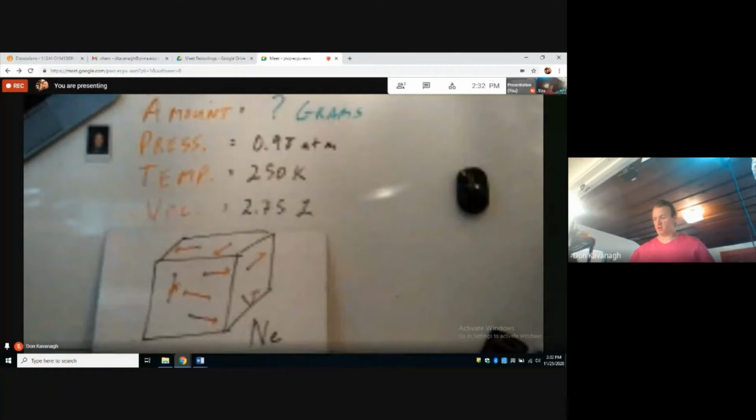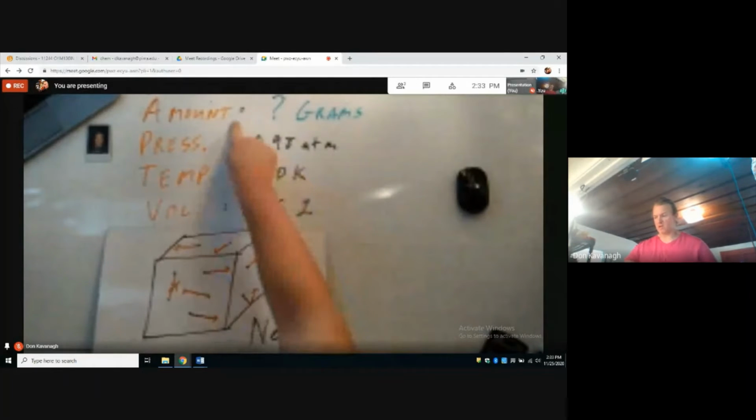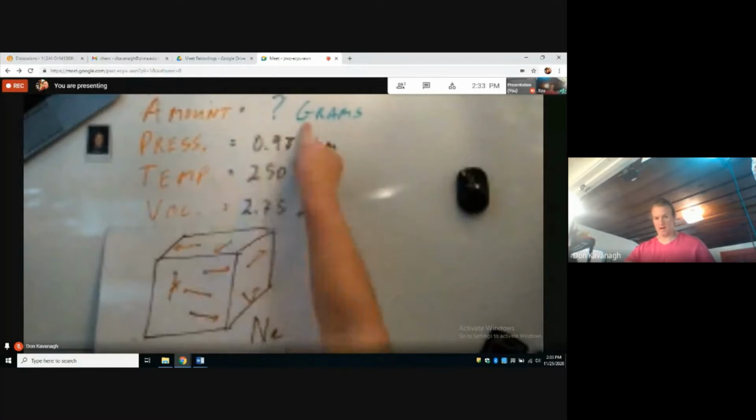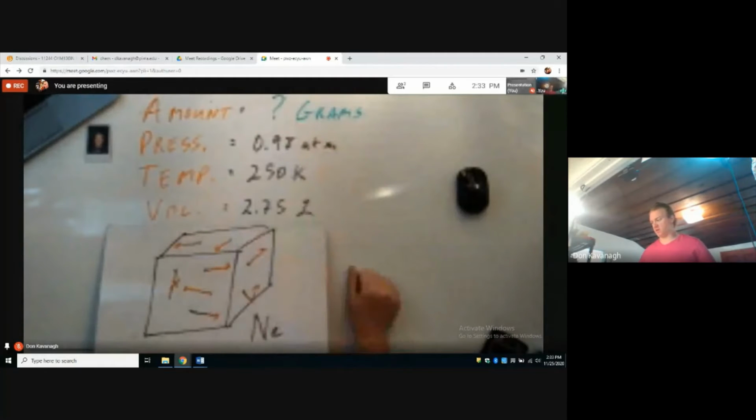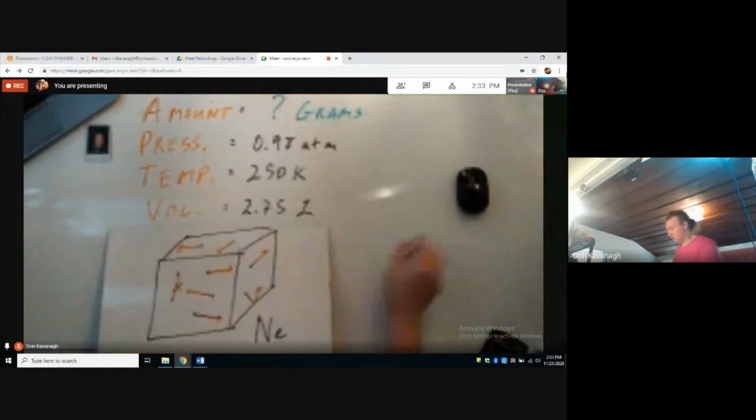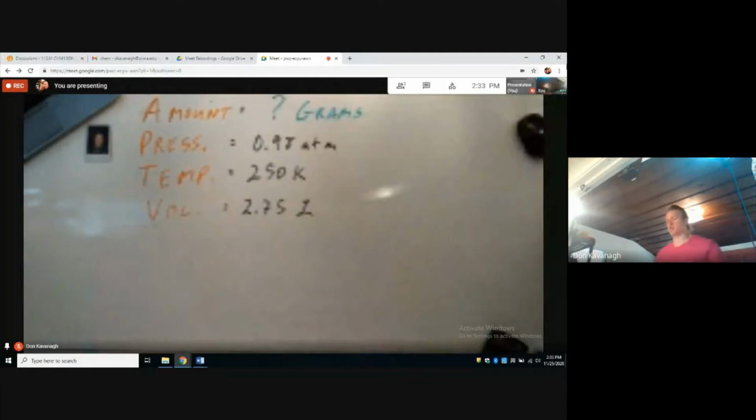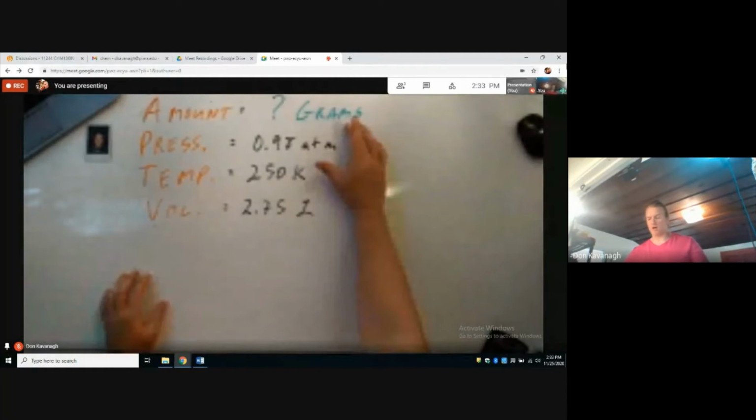In this particular question, we know 3 of the quantities. Now, this quantity here, amount, the question is looking for the grams of what is present, the grams of neon gas that are in this cube right here. We want to start our scaffold so that the unit we're trying to discover is in the numerator on top.